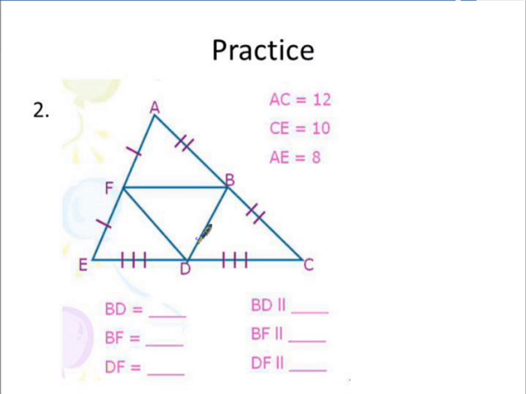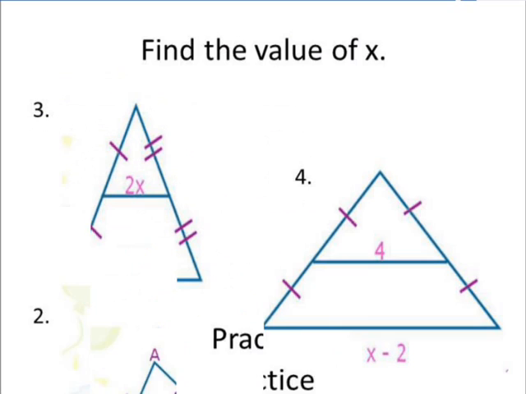Okay, hopefully you noticed as you were doing this one that it worked in the reverse direction. So AC is this whole thing, so that's 12, so FD is half of that, so FD is 6. CE is 10, so BF is half of that, so that's 5. BD, right here, is across from AE, which is 8, so that's 4. All right, and BD is parallel to AE, BF is parallel to EC, and DF is parallel to AC. All right, moving right along.